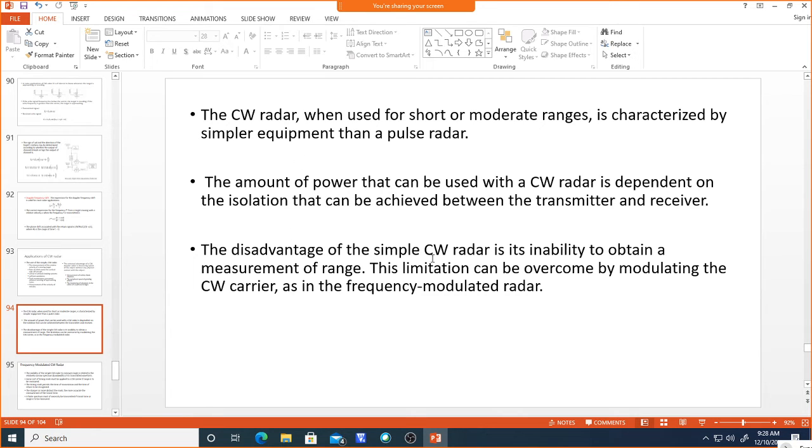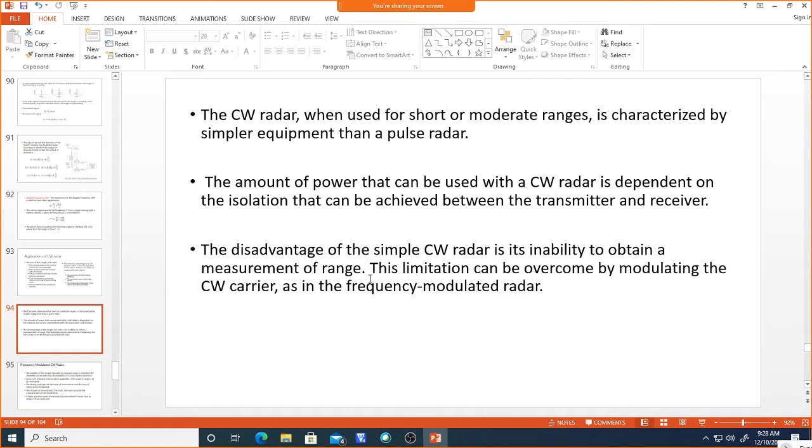So the disadvantage of this is the inability to obtain the measurement of range. Whenever you consider the range and the isolation between transmitter and receiver, you have to compromise between those two and still get the target detection. So now, how do we overcome this limitation?